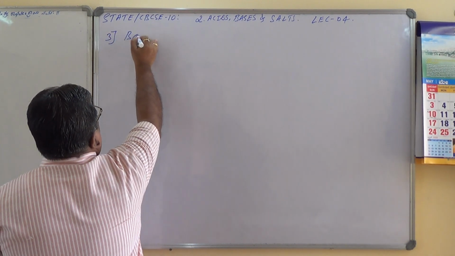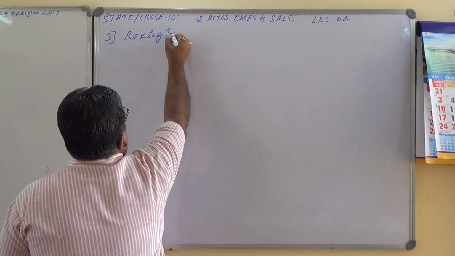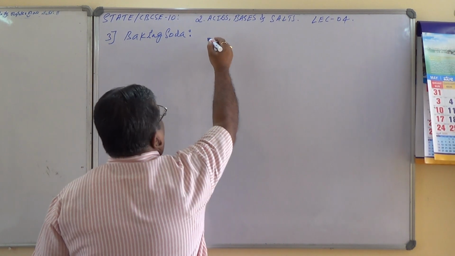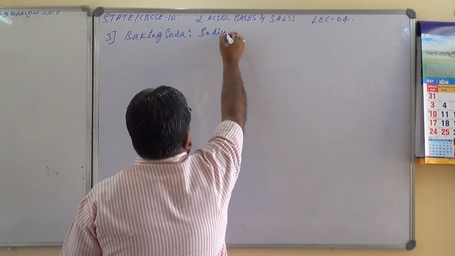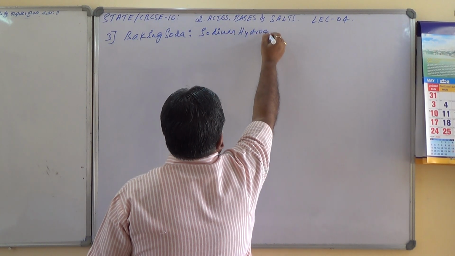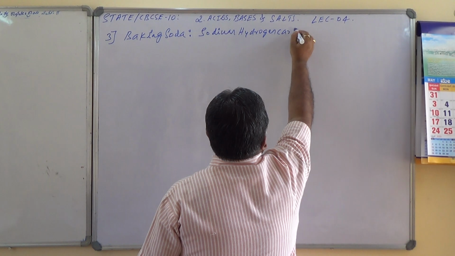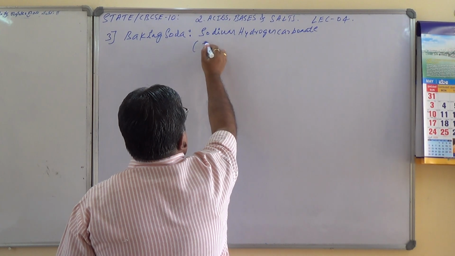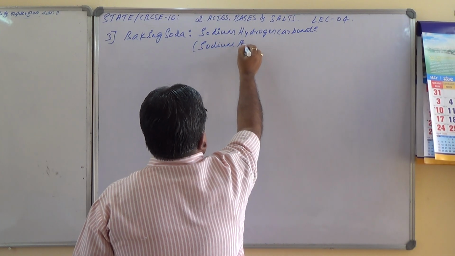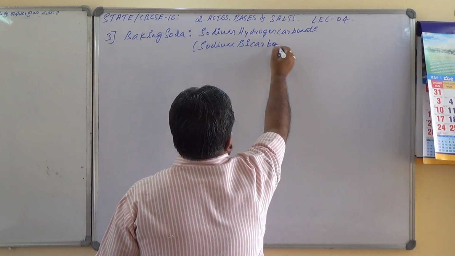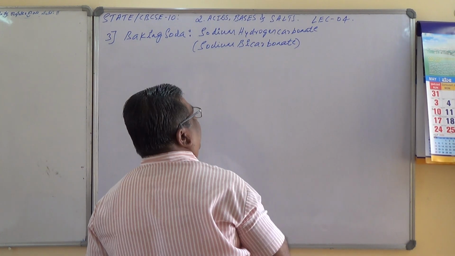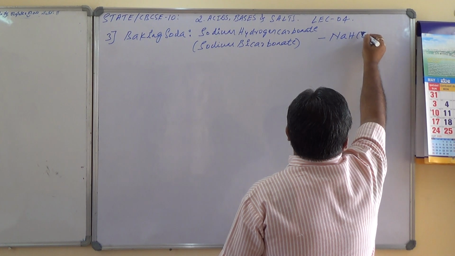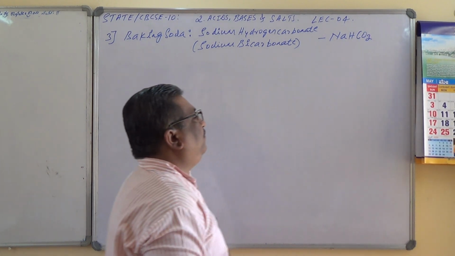Baking soda. Common name is baking soda. Chemical name is sodium hydrogen carbonate. This is the chemical name. It is also called sodium bicarbonate. Chemical formula: NaHCO3. Preparation.